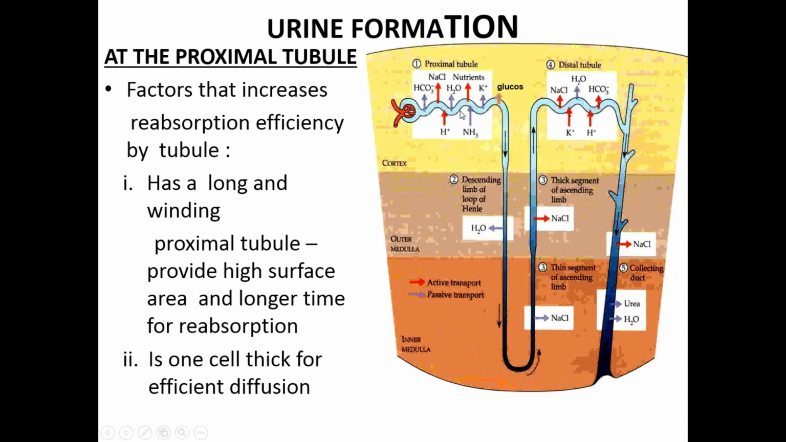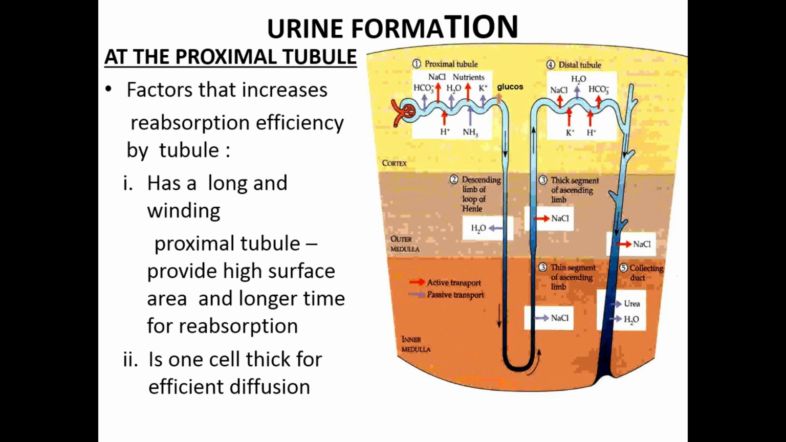Second one is it's one cell thick, efficient for diffusion. The third one is have microvilli. Microvilli will increase surface area when in contact with the fluids. The first one is long and winding. Second one is one cell thick, efficient for diffusion. And the third one is have microvilli, increase surface area. And the last one is abundance of mitochondria, supply energy for active transport.